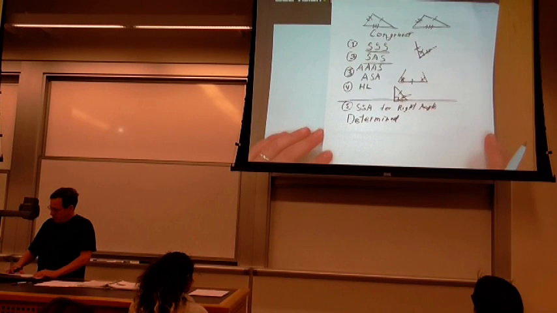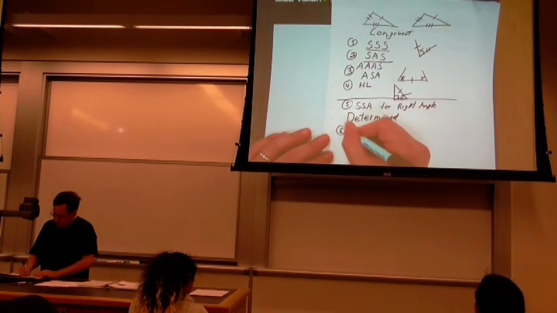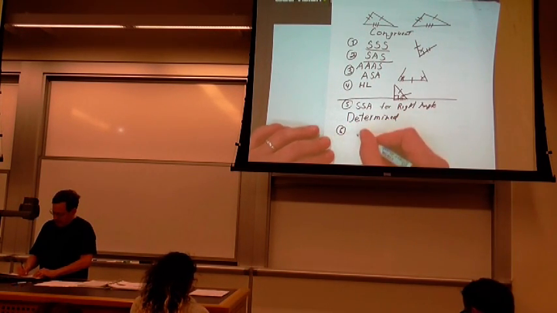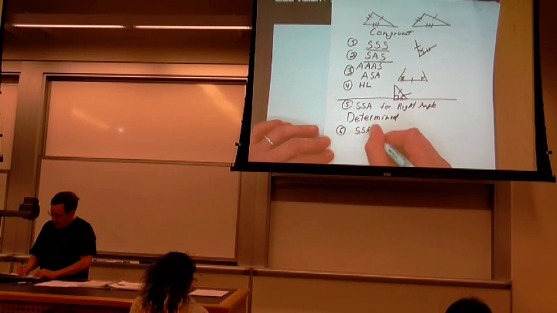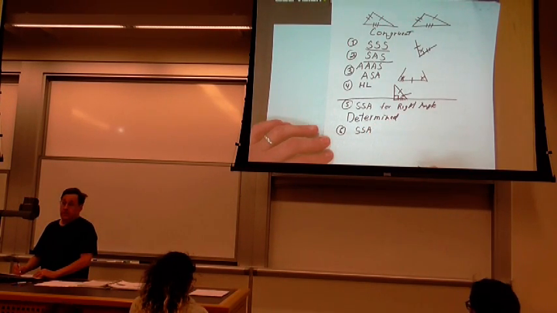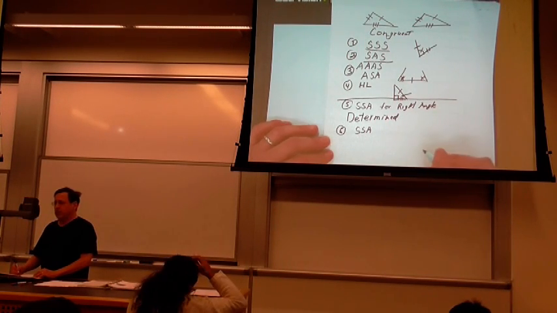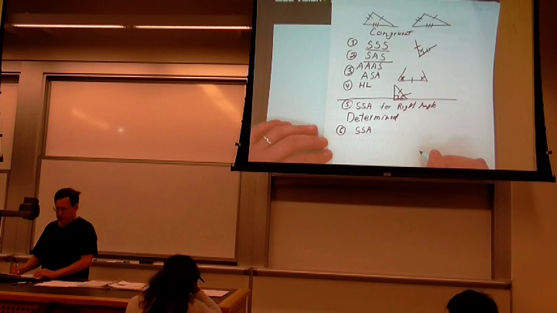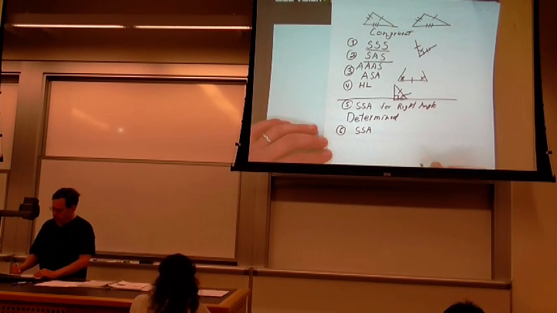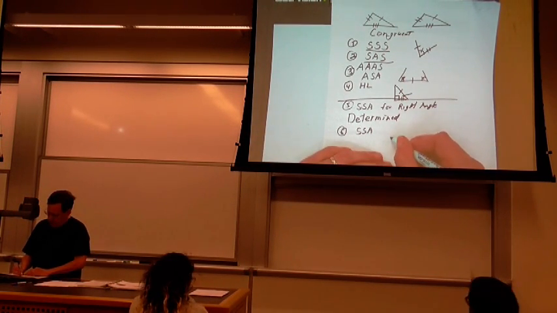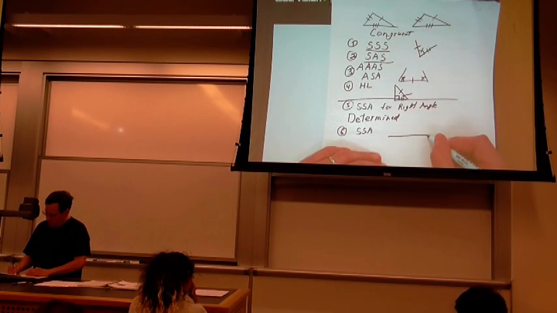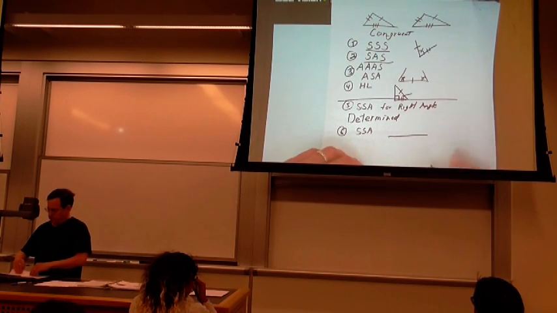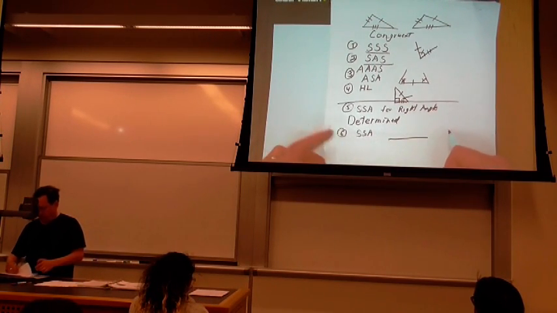Now, in the case of the slightly more general case of side-side angle, we don't have the triangle completely determined. We have it mostly determined, though. And let me show you what I mean by that. Let's say I have a triangle, and I'm going to use a new sheet because I want to draw this nice.